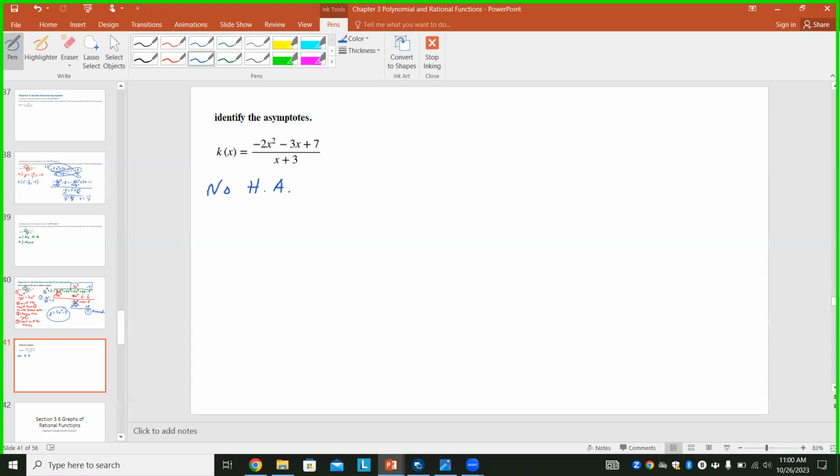To find vertical asymptotes, we have to factor the top. When I do that, I do have a negative there that makes life a little bit harder. So I'm going to go ahead and factor out that negative so that I'm left with 2x squared plus 3x minus 7 over x plus 3. Again, we do this to see if it's a hole and not a vertical asymptote. So that's why we're doing this part.